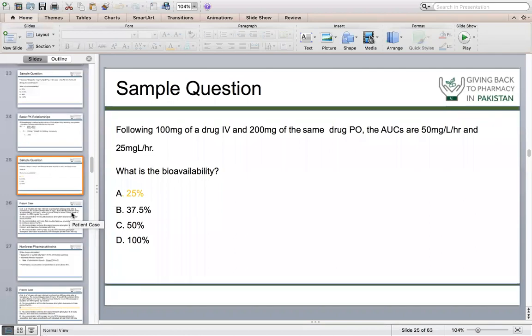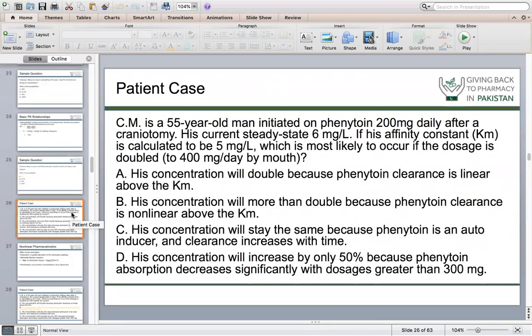Moving on to the next patient case. All right. So CM is a 55-year-old male initiated on phenytoin 200 milligrams daily after craniotomy. Okay. His current steady state is 66 milligrams per liter. If his affinity constant is calculated to be 5 milligrams per liter, what is most likely to occur if his dosage is doubled? Okay, his concentration will double because phenytoin clearance is linear above the Km.